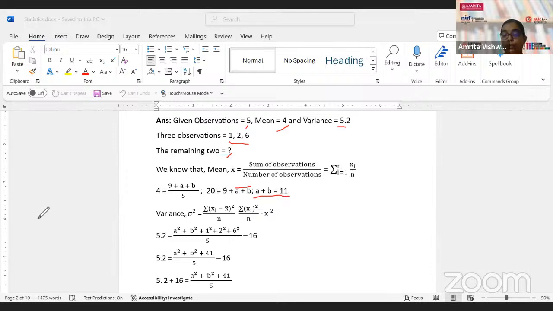Now, another clue for you to solve this question is that the variance is equal to 5.2. The value of variance is clearly given in this question and it is equal to 5.2.